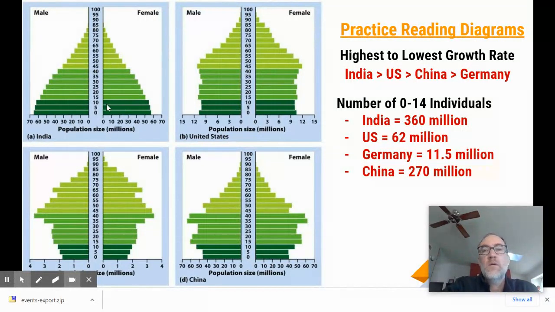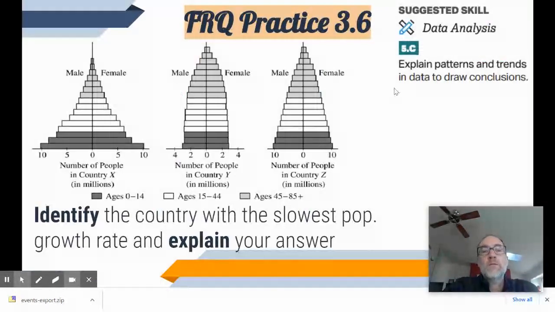Just in the 0 to 14 group. Okay, now as an FRQ practice for you, identify the country with the slowest population growth rate and explain your answer. Good luck.